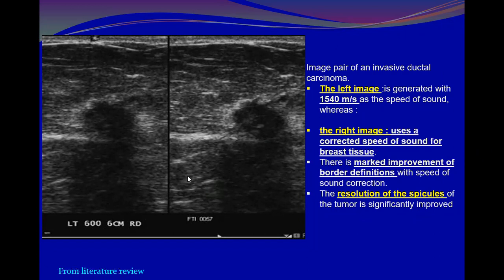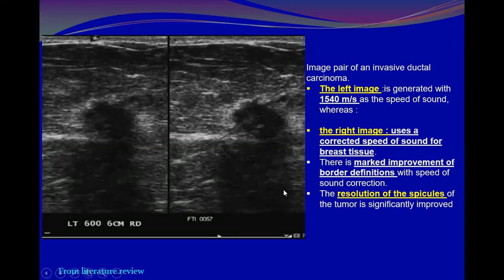In which one is the margin of the lesion more clear? The one on the right. The spicules are definitely better resolved on the right. Look at the lesions, how the margins and spicules can be appreciated. Not like this one, generated with a conventional transducer with uniform speed, 1540.